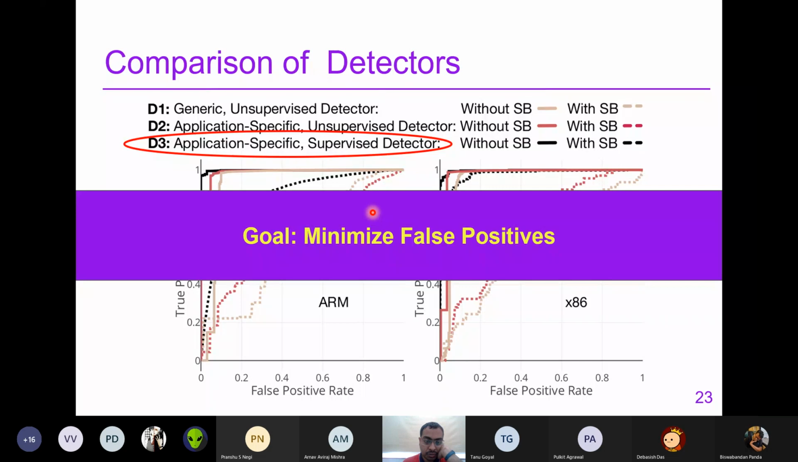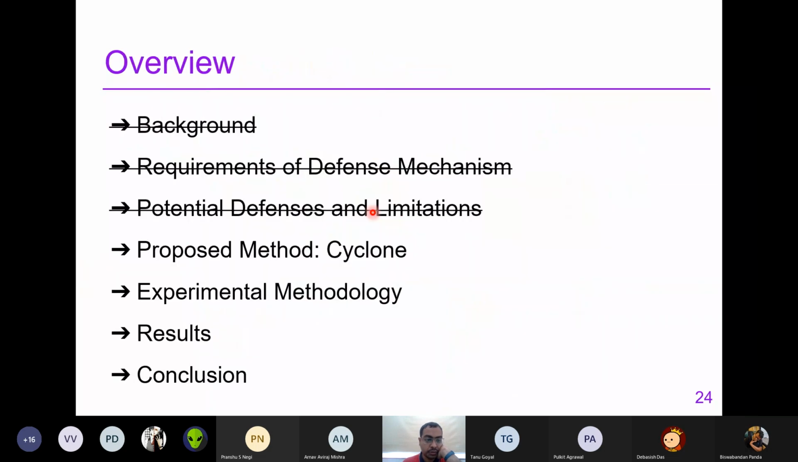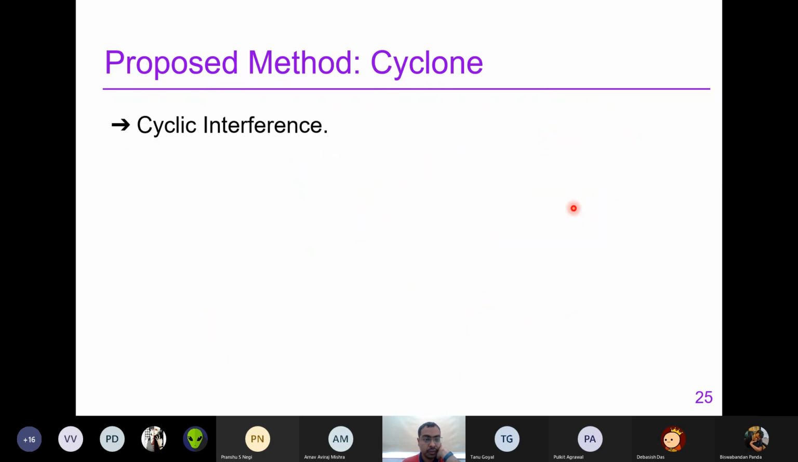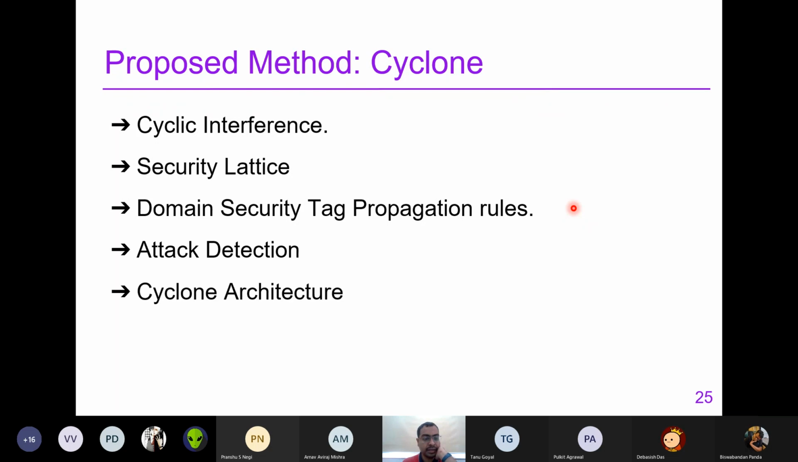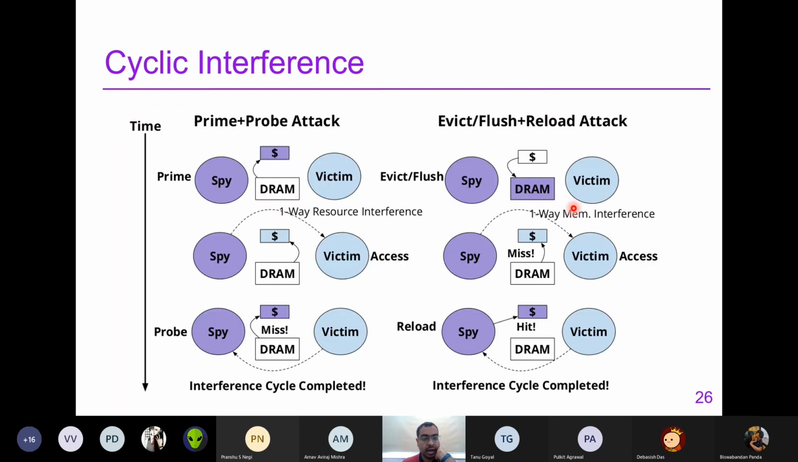So one of the main goals of this work is to minimize the false positives, and hence they propose the method Cyclone. In Cyclone, they make use of the cyclic interference property. In addition, they make use of a concept called security lattice, and certain tags called domain security tags, and how they propagate. Certain rules are there, and then we'll look at how these things help in detecting real attacks, and finally the actual hardware. This slide I have just repeated for our recap.